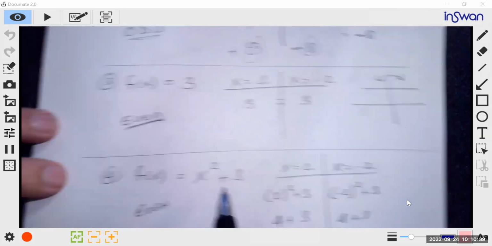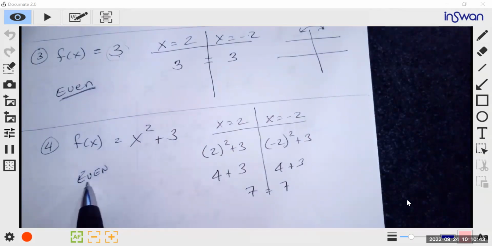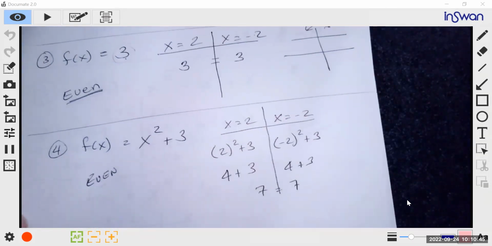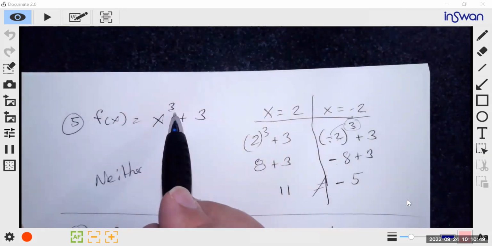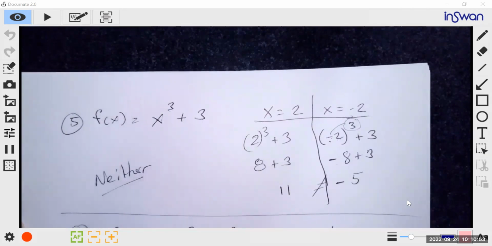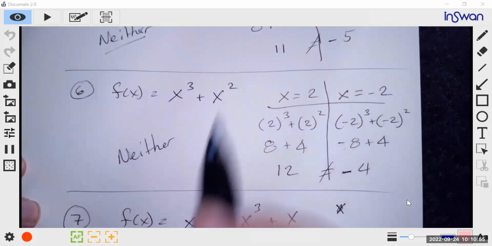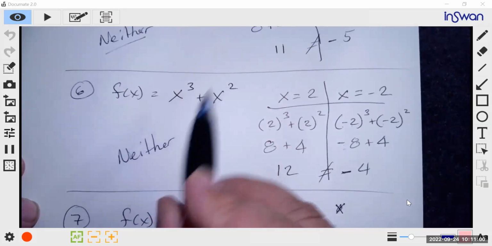And that's what we did here in the next one. X squared, that's an even with a constant, so it's an even. The next one, x cubed, that's odd. Odd and even doesn't match, so it's neither. You can't have them mixed, odd and even, neither.